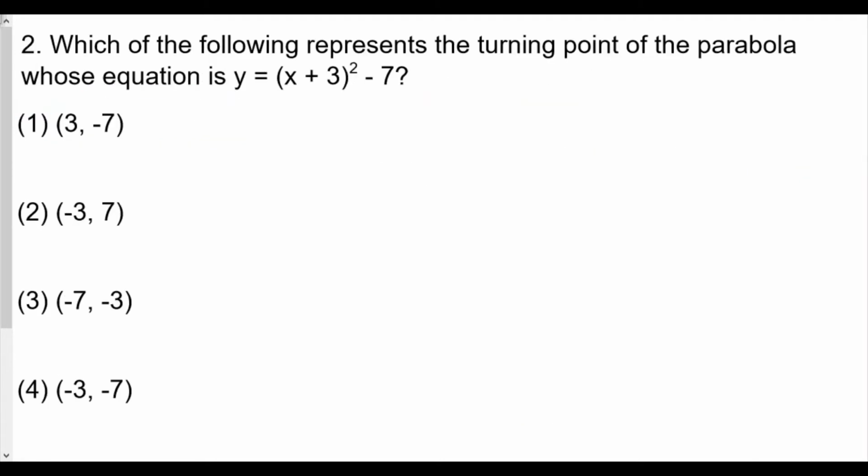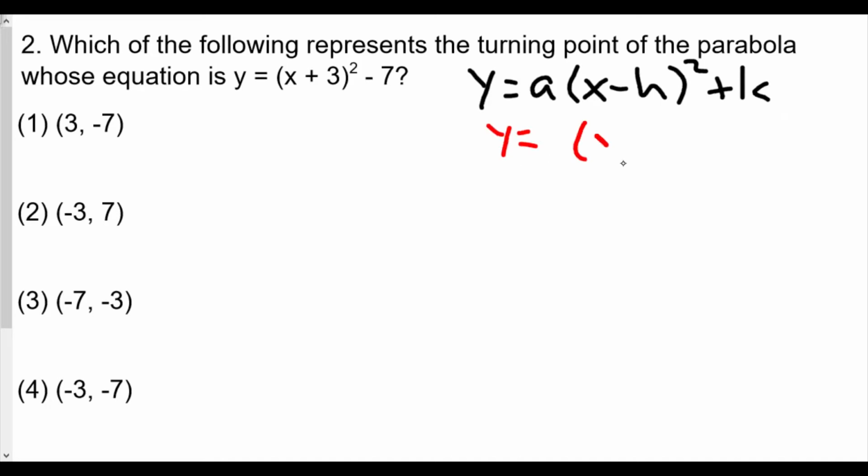Question 2. Which of the following represents the turning point of the parabola whose equation is y equals x plus 3 squared minus 7? Well, again, we'll go back to our vertex form. y is equal to a times x minus h squared plus k. And underneath, I'll put down y equals x plus 3 squared minus 7. So we're going to kind of match things up in here, okay?